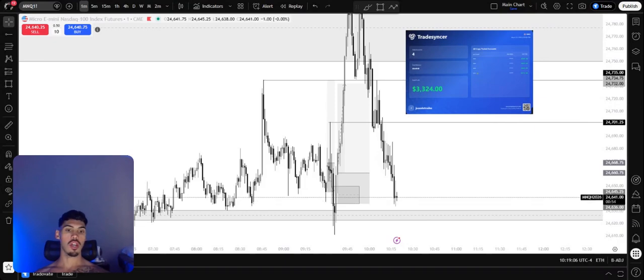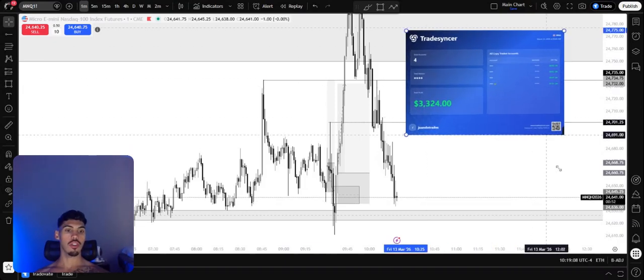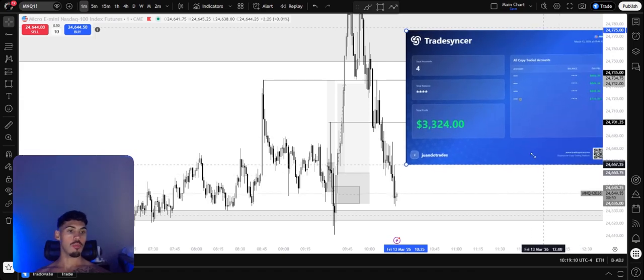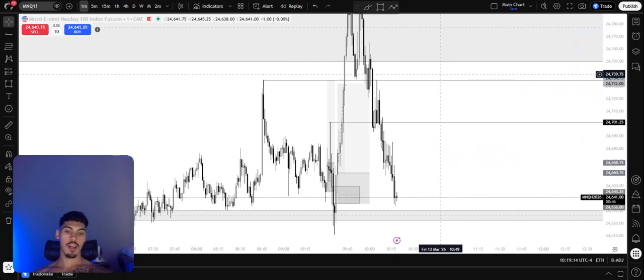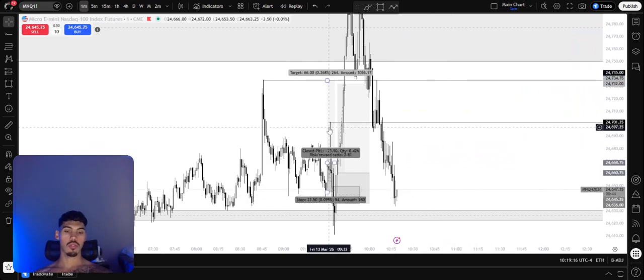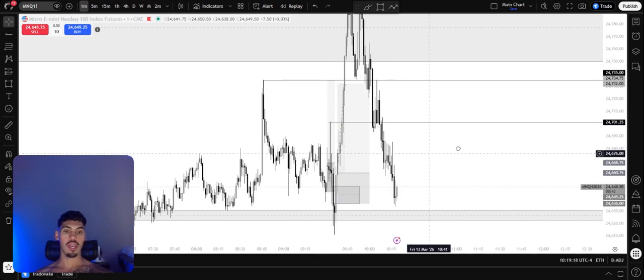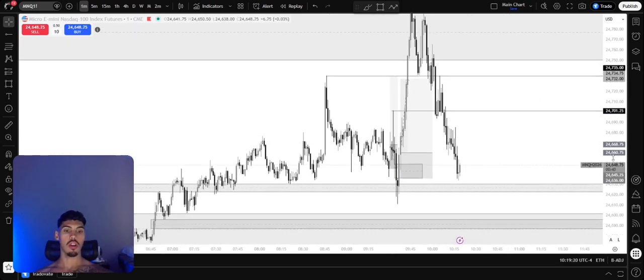Here's how I made $3,324 trading the Nasdaq this morning across all my accounts. Four accounts right now, currently running on four EOS. Took two trades, boys, two longs, one loss, one win. Came out green for the day, recovered the loss and profited.